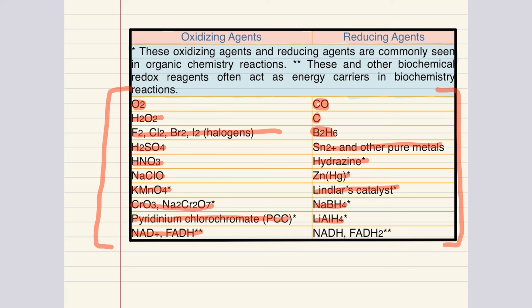Also, lithium aluminum hydride. This is a very strong reducing agent that's used in the reduction of esters, carboxylic acids, and other functional groups. And then last, we have NADH and FADH2. These are biochemical reducing agents that act as electron carriers in cellular respiration and other metabolic processes.